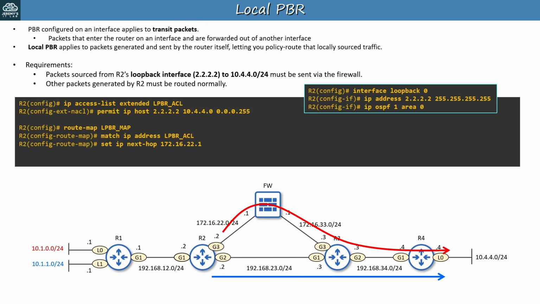And finally, we have to apply it. Before, we applied the route map to an interface with IP policy route map. To apply a route map for local PBR, the command is IP local policy route map in global config mode. And that's it. The ACL and route map function just like before, but by applying it with the IP local policy route map command, it will now affect packets generated by R2 itself, rather than packets forwarded by R2.